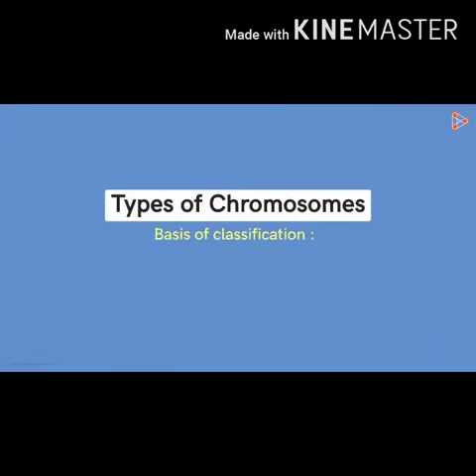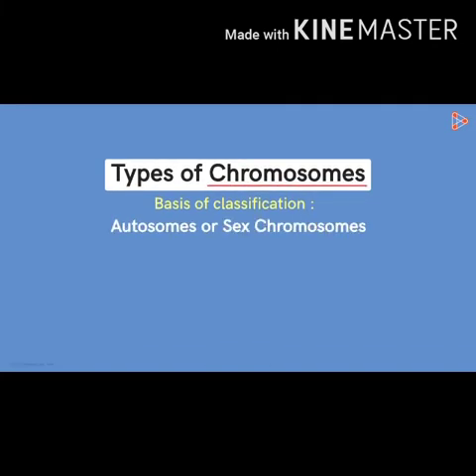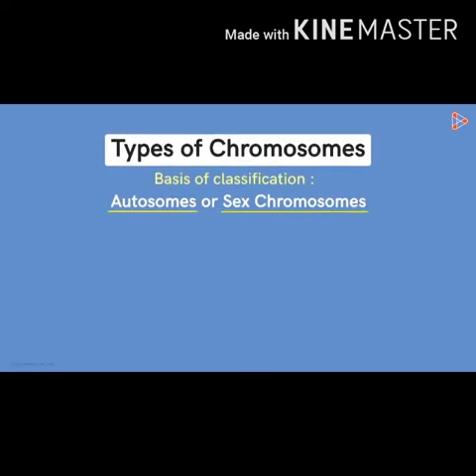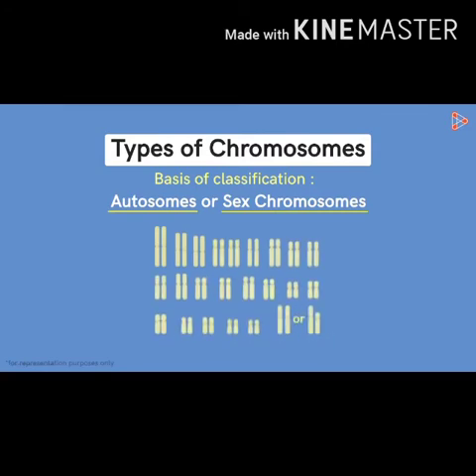The other type of classification is a much simpler type of classification. Here, the chromosomes are classified whether they are autosomes or sex chromosomes. Now, what could these be? This is a representative image of a typical human karyotype.